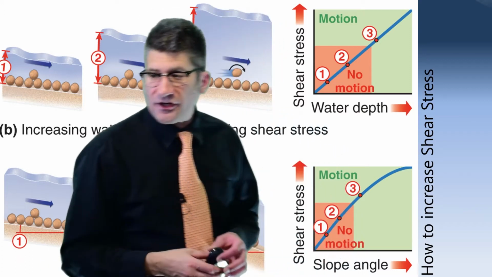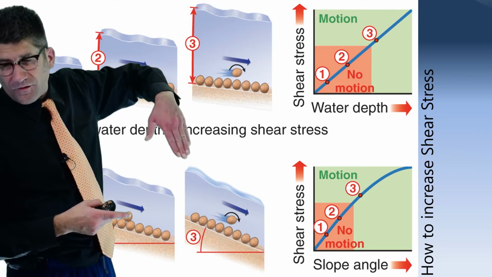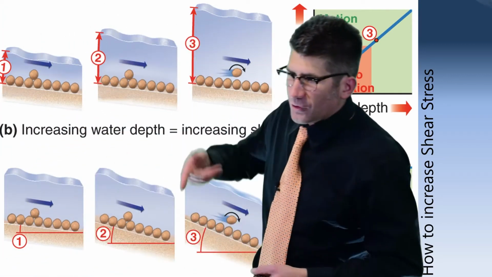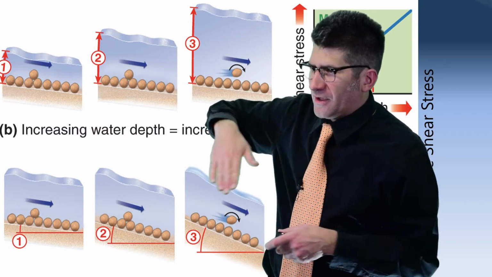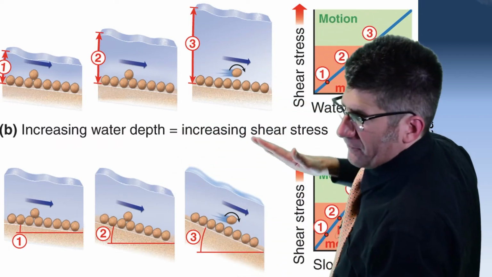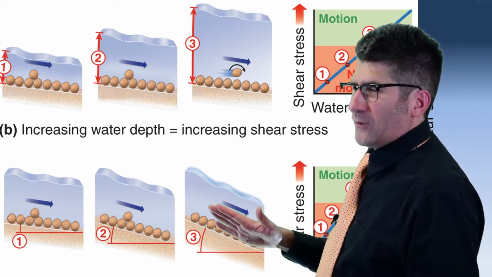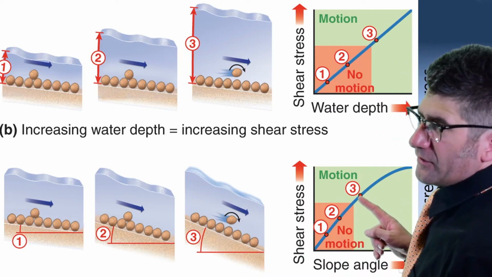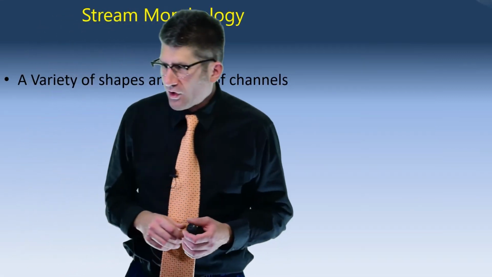Another way you could increase shear stress is by increasing the slope. If we put this on a steeper slope, then you're going to have greater shear stresses. Let me just say that as we increase the slope, we increase that shear stress. And so the steeper the bed, the more likely you are to entrain sediment. Okay.